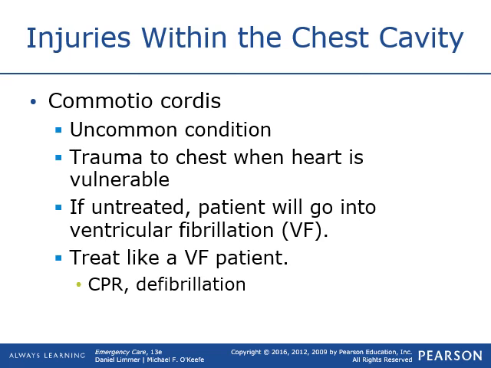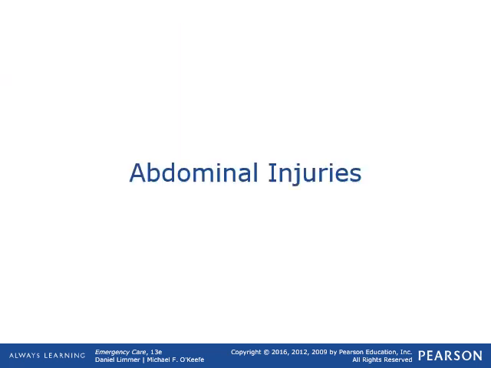Commotio cordis, an uncommon condition, is trauma to the chest when the heart is vulnerable. When your heart is beating, there is just a millisecond where, if there's blunt force trauma to the chest, it will actually stop your heart. An untreated patient will go into VFib, so treat like a VFib patient. CPR and early defibrillation are best.